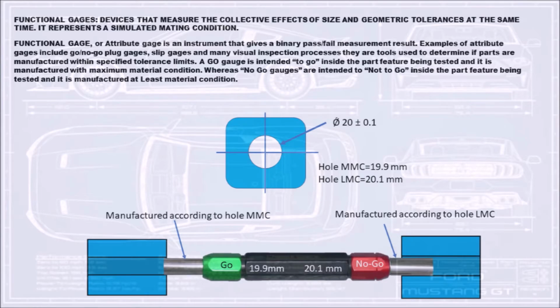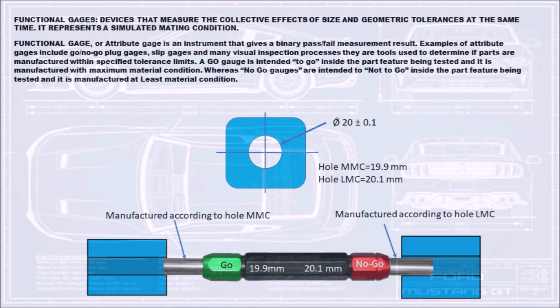Functional gauges are devices that measure the collective effects of size and geometric tolerances at the same time. They represent a simulated mating condition. A functional gauge, or attribute gauge, is an instrument that gives a binary pass/fail measurement result. Examples of attribute gauges include go-no-go plug gauges, slip gauges, and many visual inspection processes. They are tools used to determine if parts are manufactured within specified tolerance limits.